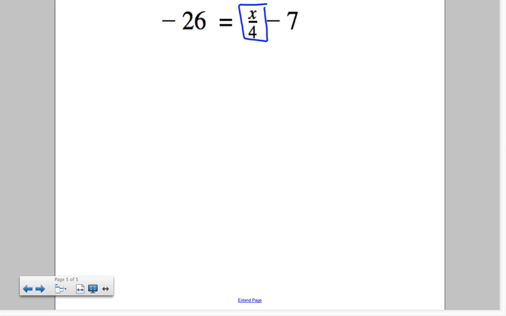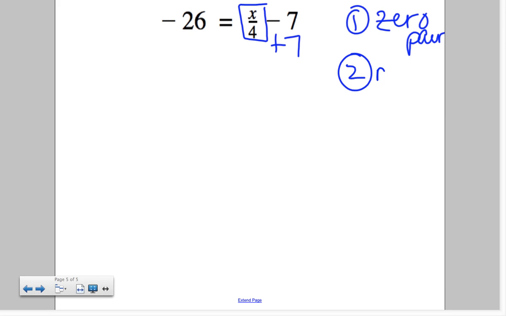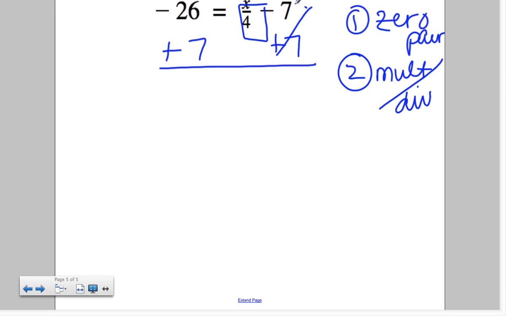So when we create that zero pair, remember, in two-step equations, the first thing that you do is you create the zero pair. The second thing you do is you use multiplication or division, depending on what's left in the box, to solve for x. So in this case, we're going to first create that zero pair, which is right there, so that cancels. There we go. So what do we have left?